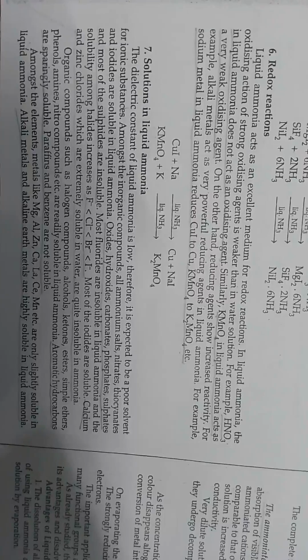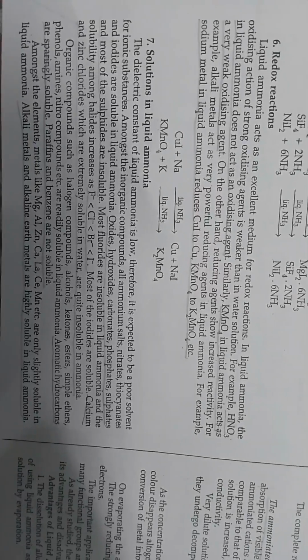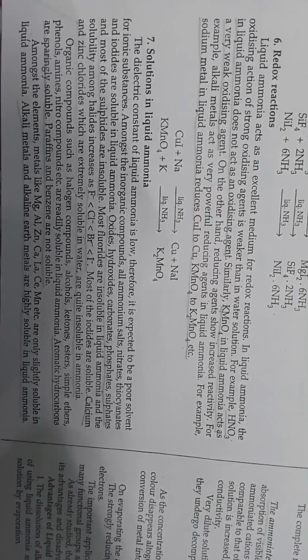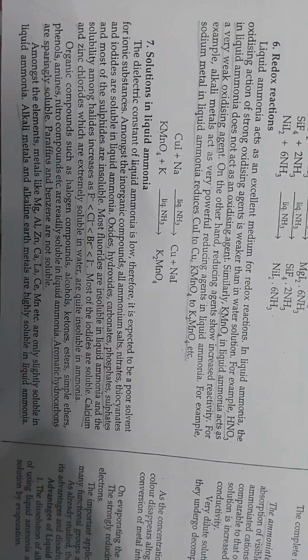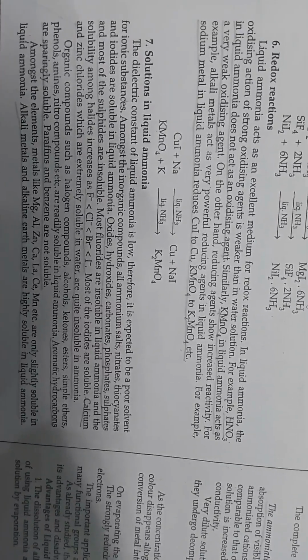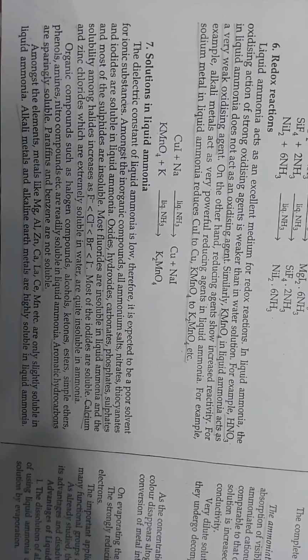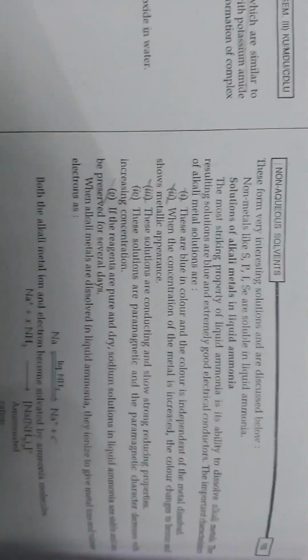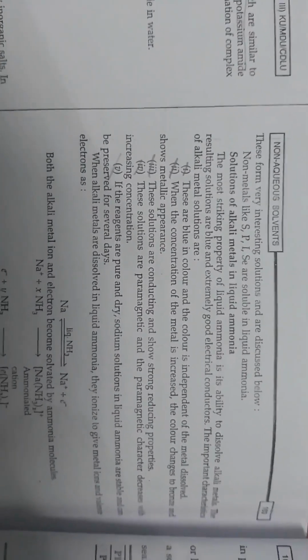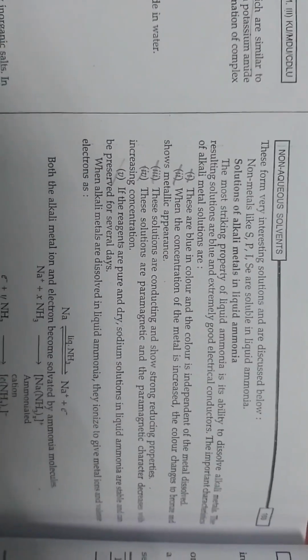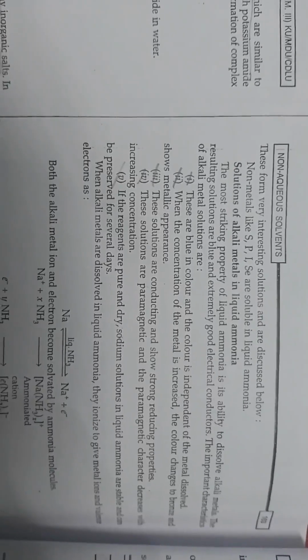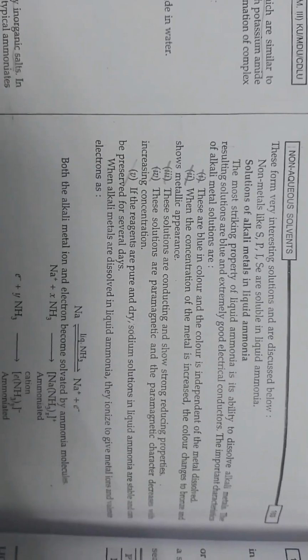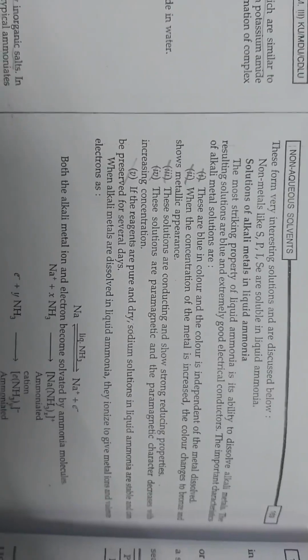Amongst the elements, metals like Mg, Al, Zn, Ca, La, Ce, Mn, etc. are only slightly soluble in liquid ammonia. Alkali metals and alkaline earth metals are highly soluble in liquid ammonia. These form very interesting solutions and are discussed below. Non-metals like S, P, Se are soluble in liquid ammonia. Solutions of alkali metals in liquid ammonia.